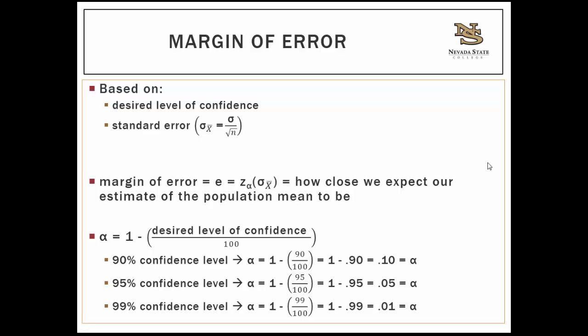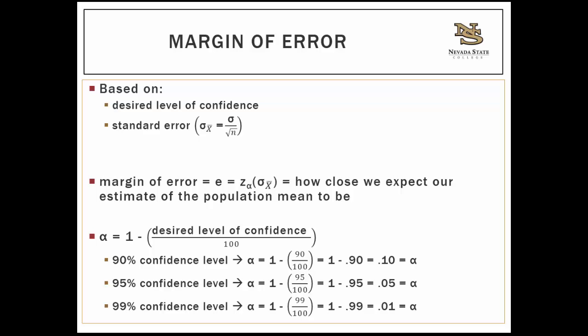So the margin of error is essentially telling us how far off we expect our estimate of the population mean to be. Now remember, the standard error tells us the difference to expect between the sample mean and the population mean due to random sampling error. But we are now operating under the assumption that we do not know what the population mean is. However, we can use the standard error to help us determine the range of possible mean values that we expect based on our desired level of confidence. And common desired levels of confidence are 90% level of confidence, 95% level of confidence, and a 99% level of confidence.